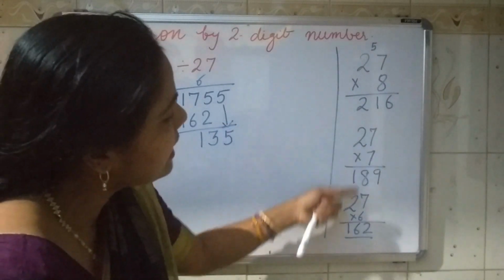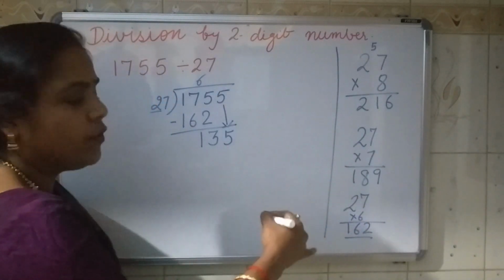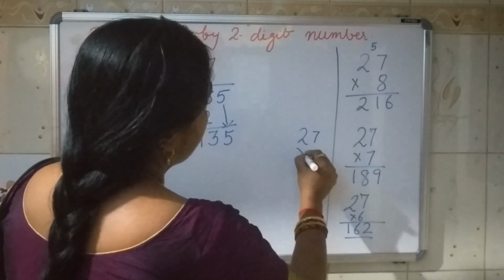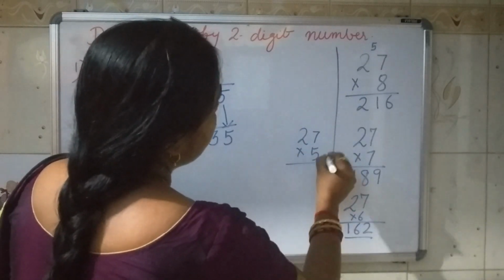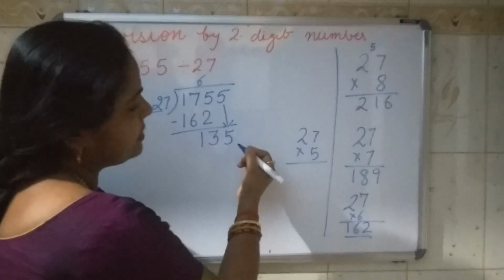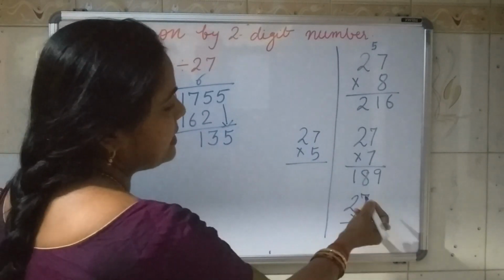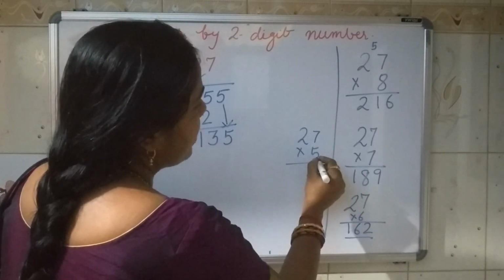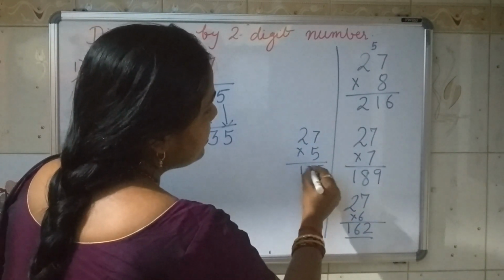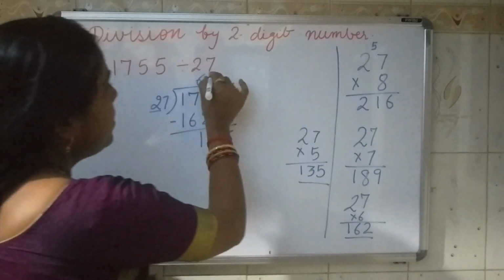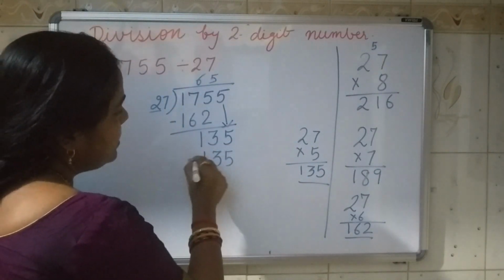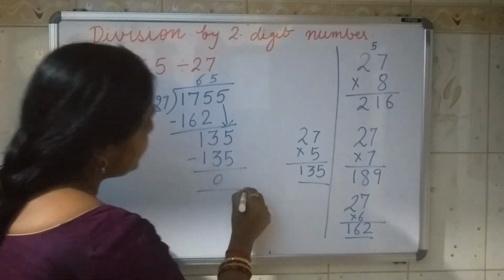Now we have already seen that higher numbers do not work, so shall we go for less than this? I am just trying it. 27 multiplied by 5, because I already applied 6, 7, 8, which is more than 135. So I am going one less than this. 27 into 5: 5 7s are 35, 5 2s are 10 and 3 is 13. So it is 5 times, 135. This is minus and it is 0.